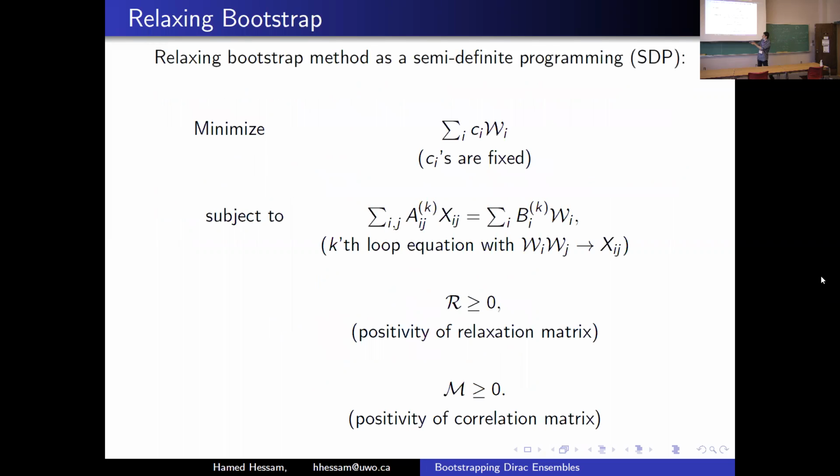No, they also apply the positivity constraint and replace the Schwinger-Dyson equation by these two conditions, the linear ones and the positivity of the relaxation.